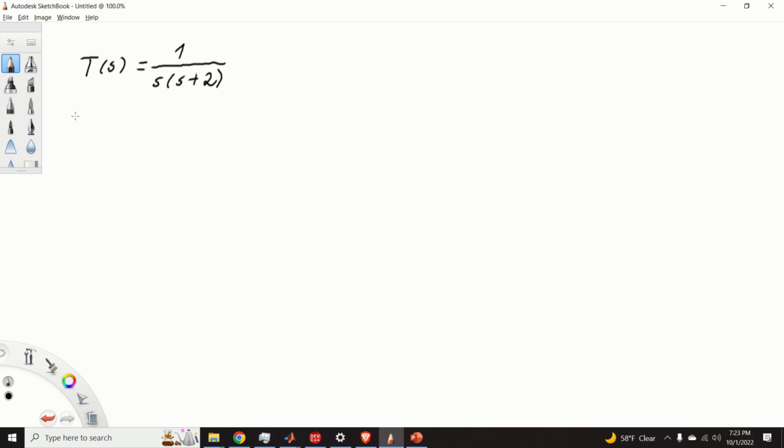And the first step is to substitute s by j omega. So if we write T of j omega, we obtain something that looks like this: 1 over j omega multiplying j omega plus 2. And let us multiply the terms in the denominator.